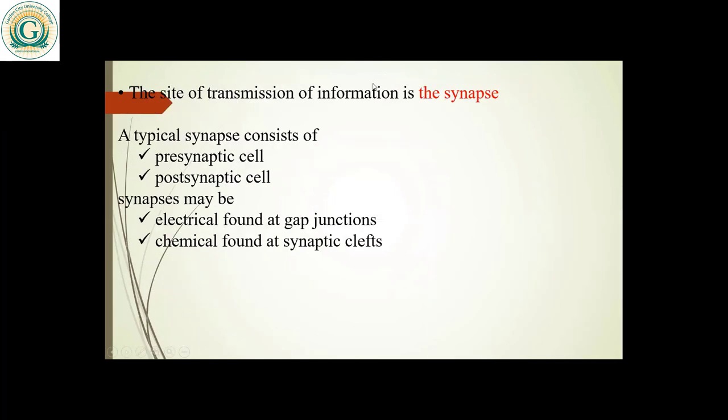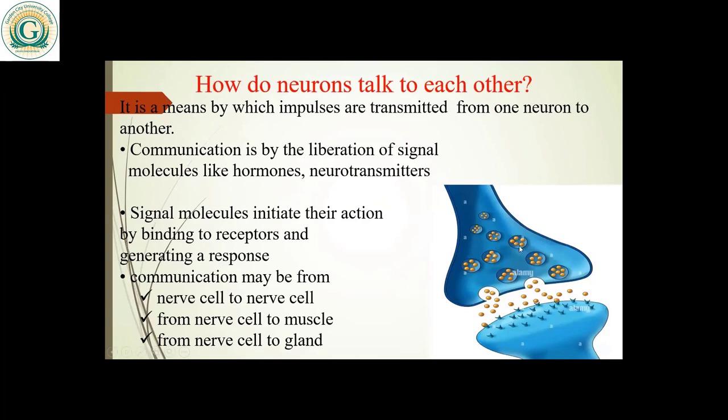The site of transmission of information or impulse is the synapse, the space I just mentioned. A typical synapse consists of the presynaptic cell and the postsynaptic cell. A neuron is a cell. The neuron before the synapse is called the presynaptic cell, and the neuron after the synapse is the postsynaptic cell. Pre is before the synapse, and post is after the synapse. So neuron one is normally the presynaptic cell, and neuron two, the one receiving the impulse, is the postsynaptic cell.